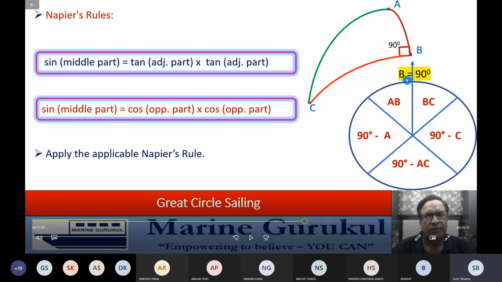Okay, so beta, these are the two formulas which are applied in Napier rule. You can either take a screenshot or note them down in your notebook. Sine of the middle part is equal to tangent of adjacent part 1 multiplied by tangent of adjacent part 2. This is the first formula. The second one is sine of the middle part is equal to cos of opposite part 1 multiplied by cos of opposite part 2. I'll tell you what we mean by middle part, adjacent part and opposite part. I'll explain it to you. So note down or take a screenshot and save this.